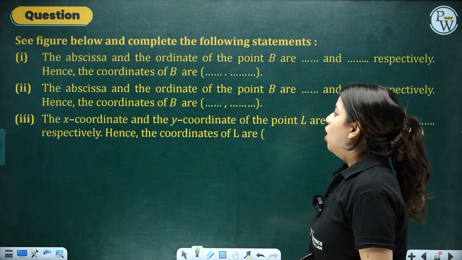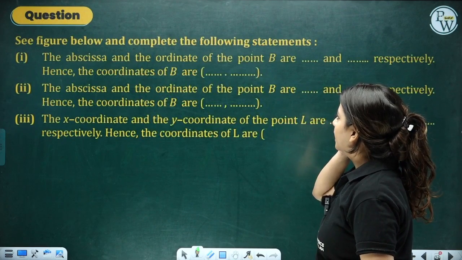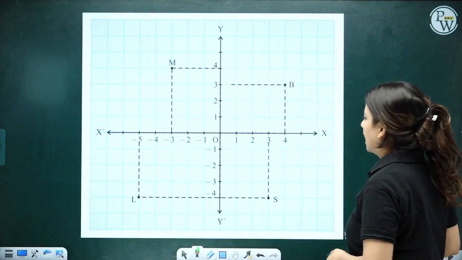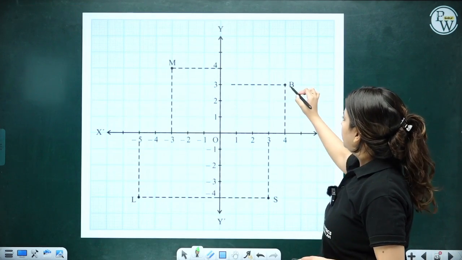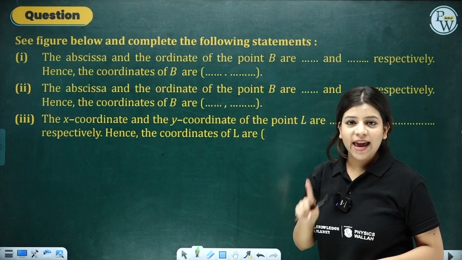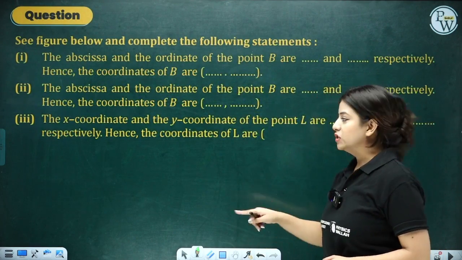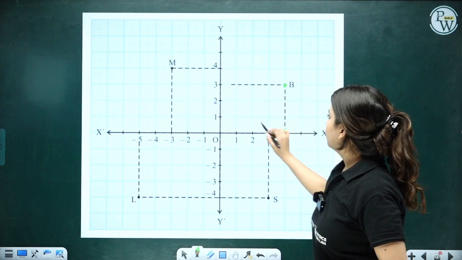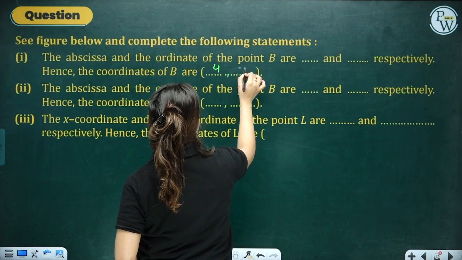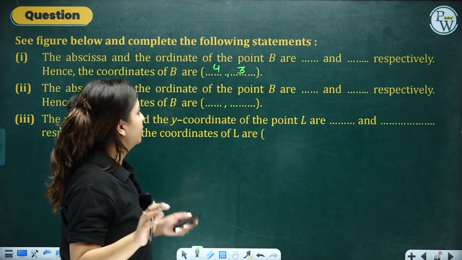The next. All right, so see the figure below and complete the following statement. The abscissa and the ordinate of point B are dash and dash. So we have to take the point B. It is asking for the abscissa and the ordinate, that is the x coordinate and y coordinate respectively. So x coordinate is 4, y coordinate is 3. So it will become (4, 3). As simple as that, right?